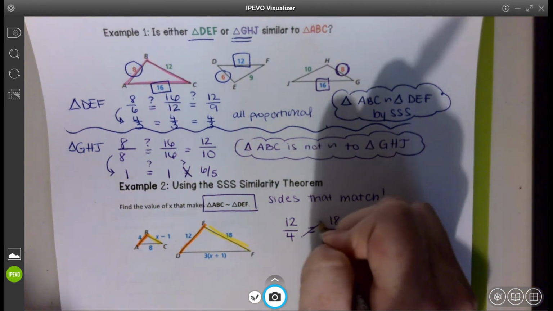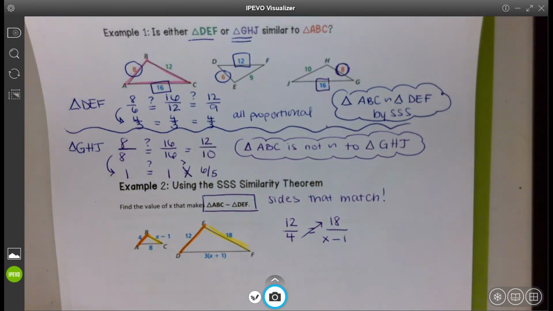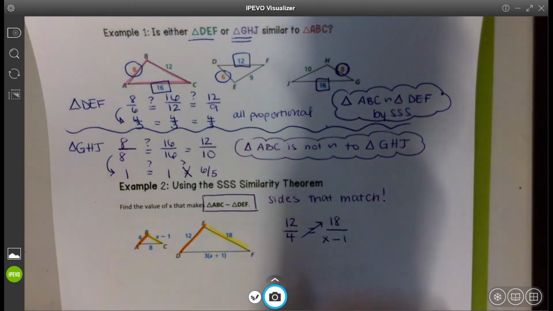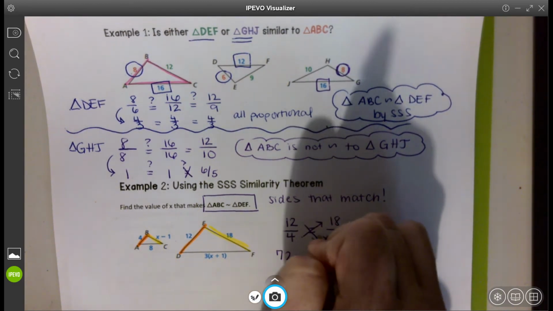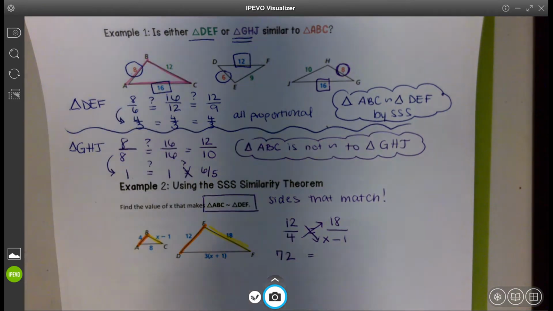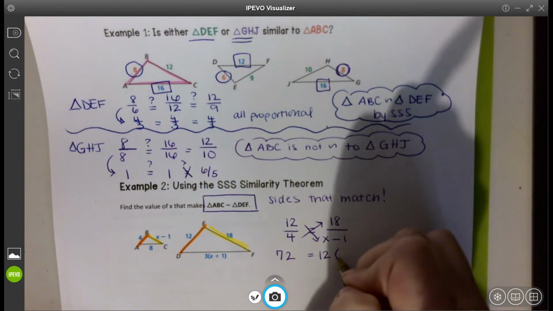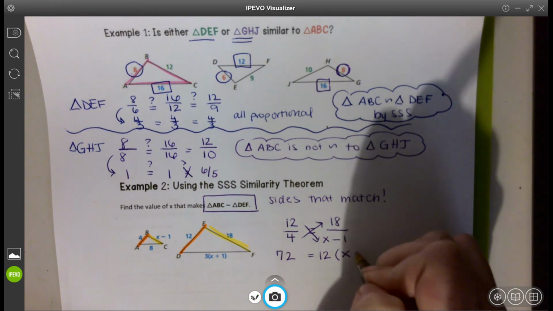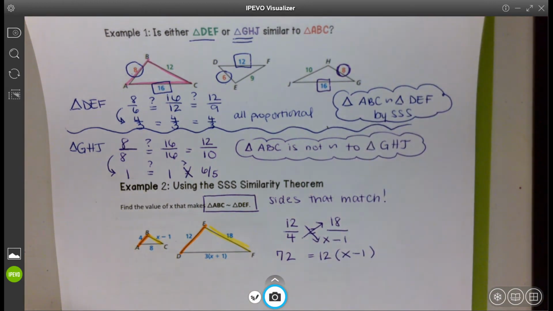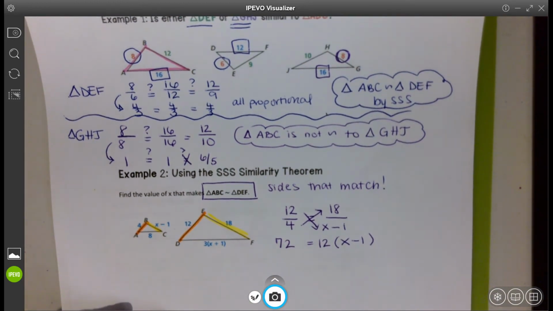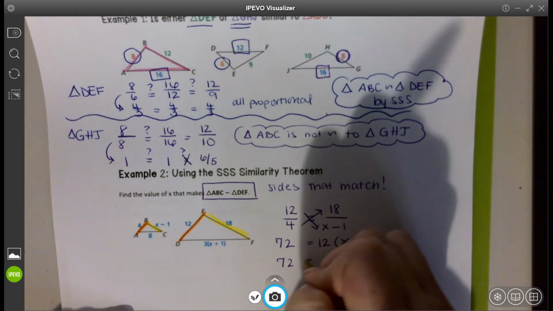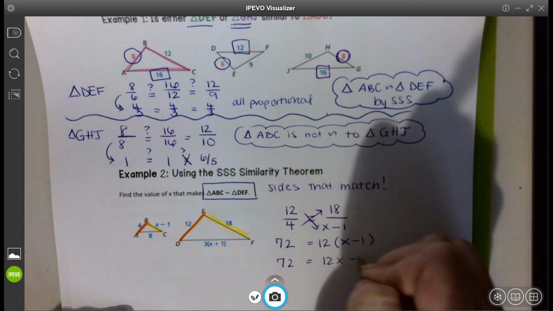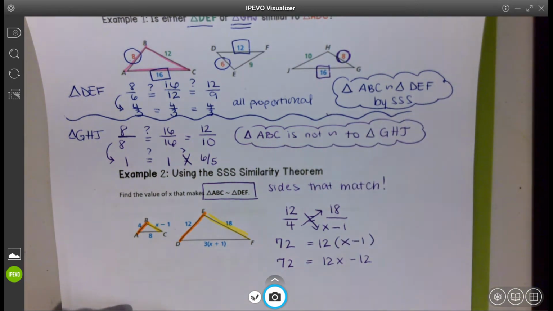All right, so now we're going to cross multiply. So in this direction, 4 times 18 is 72. Okay, and then in this direction, we have 12 times x minus 1. It becomes a distributive property on our right-hand side, so we're going to distribute. And now we're going to solve.